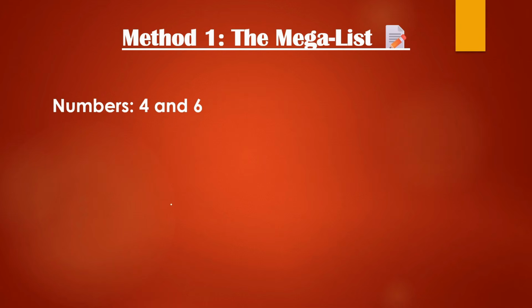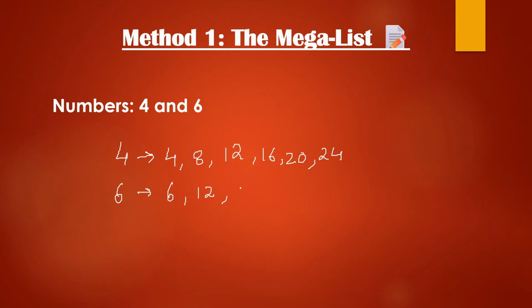Now, let's understand the first method, that is the multiples list. That means we have to list down the different multiples of 4 and 6. Let's begin writing the first 6 multiples of both the numbers. For 4, it would be 4, 8, 12, 16, 20, 24. Now we write down the multiples of 6. That is 6, 12, 18, 24, 30.